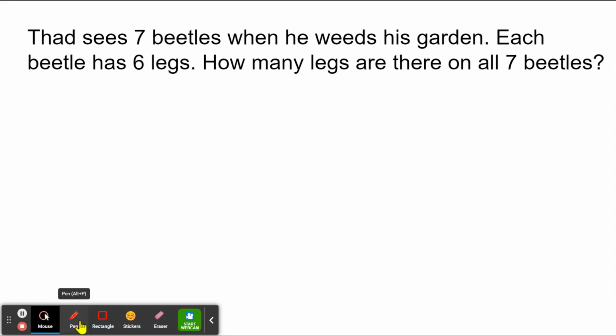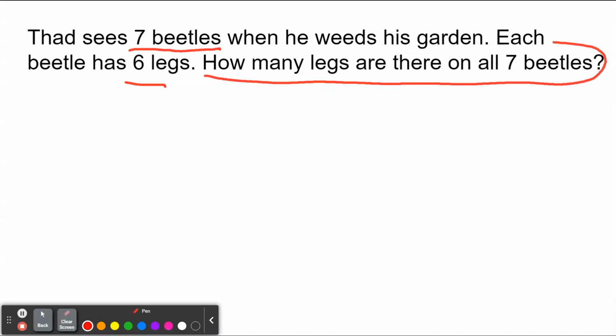So our problem says, Dad sees 7 beetles when he weeds his garden. Each beetle has 6 legs. How many legs are there on all 7 beetles? So let's go ahead and find some important information. Dad sees 7 beetles when he weeds his garden. Each beetle has 6 legs. How many legs are there in all 7 beetles?